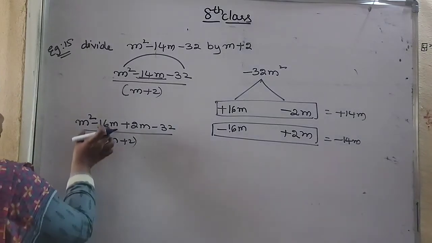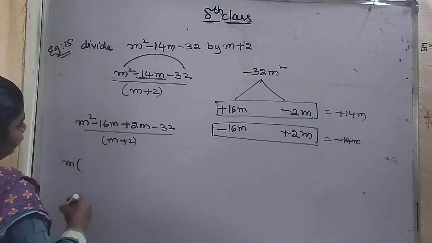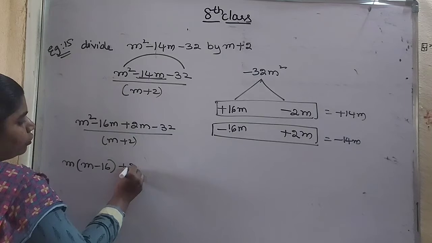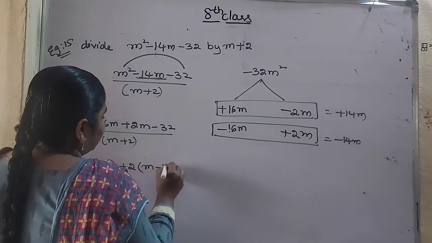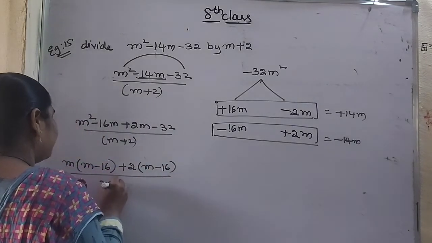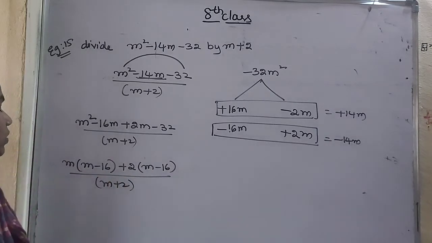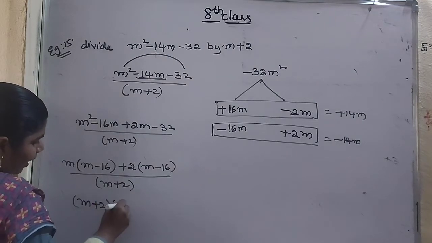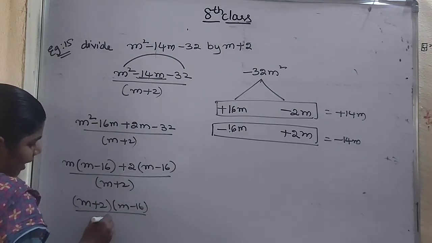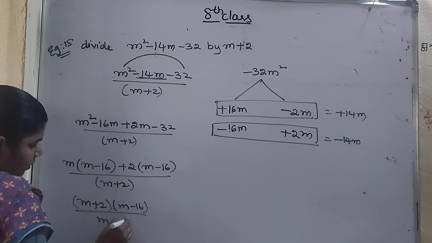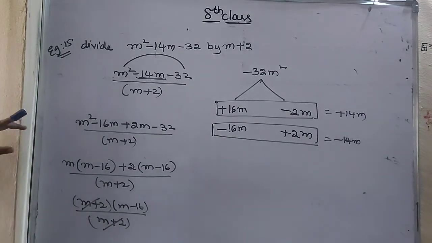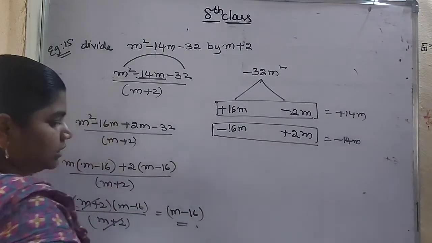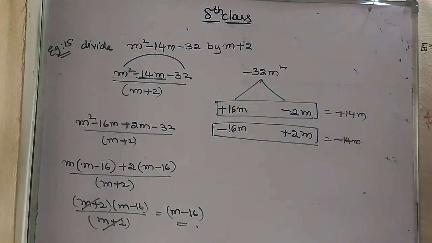In the first two terms we have m as common. If you take m out, that will be m minus 16, plus in the other two terms, if you take out 2 as common, that will be m minus 16, by m plus 2. So what are the factors of the numerator? The factors will be m plus 2 and m minus 16, by m plus 2. Here m plus 2 will get cancelled, and the result is m minus 16. So this is our example number 15.